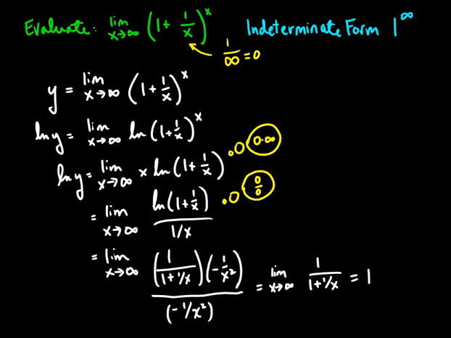You have to be careful at this point. This doesn't mean that our limit is 1. It means that ln of y is equal to 1. So that tells us that ln of y is 1, and when we exponentiate both sides, the natural log of e is equal to 1. And that tells us that y, which is the limit as x approaches infinity of (1 plus 1 over x) to the x power, is just e. So this is actually the limit definition of the constant e.